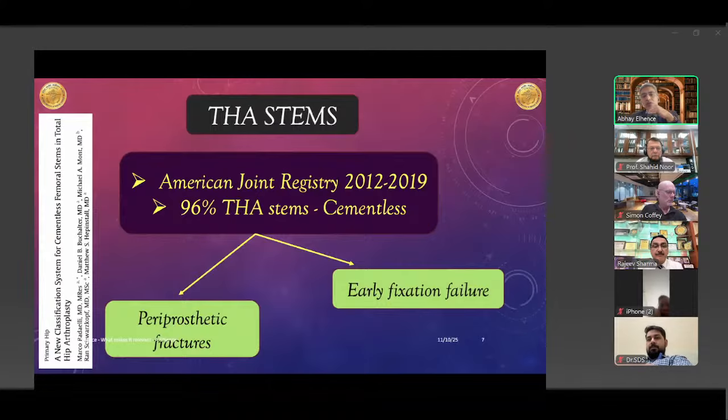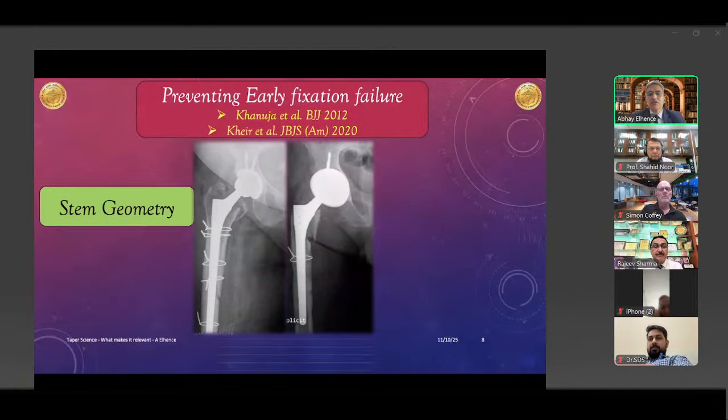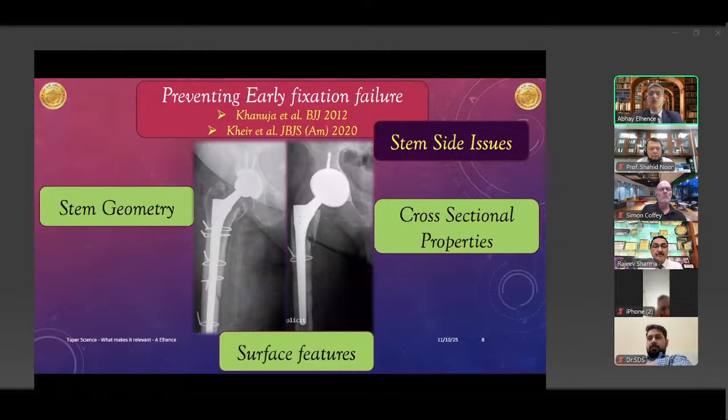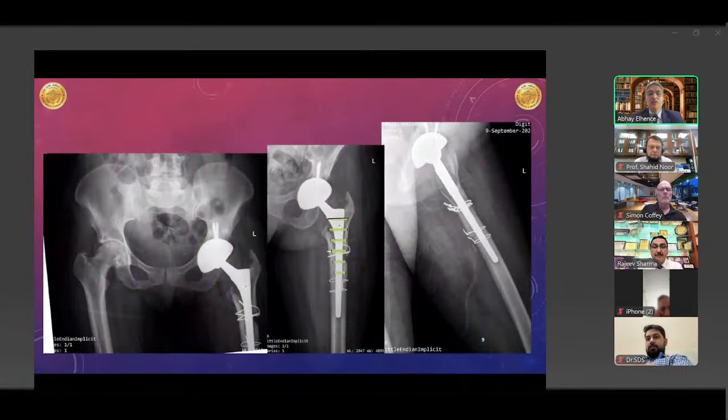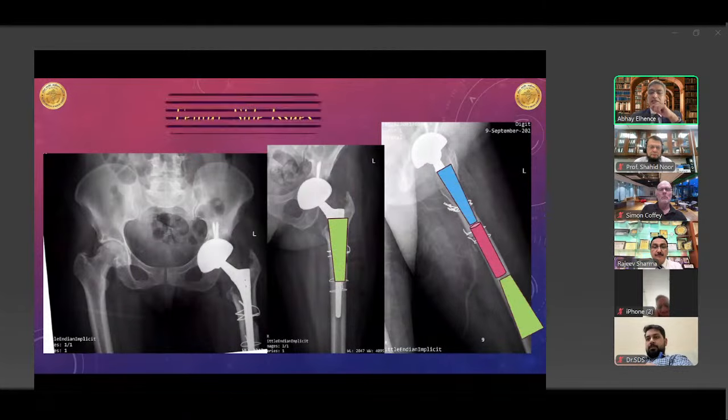And what we're also looking at doing is to prevent early failure and to avoid periprosthetic fractures, in our need to provide a scratch fit. And therein come in the issues of not only the tapers and the stem side geometry, but also looking at surface features and the cross-sectional properties, which are important to consider in given situations.